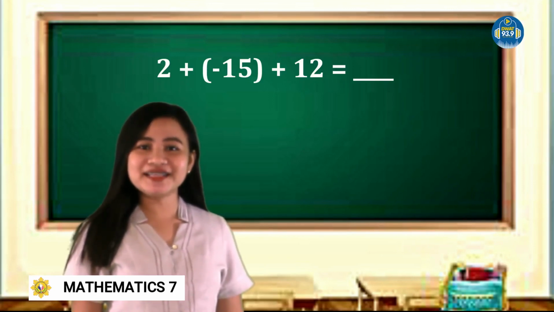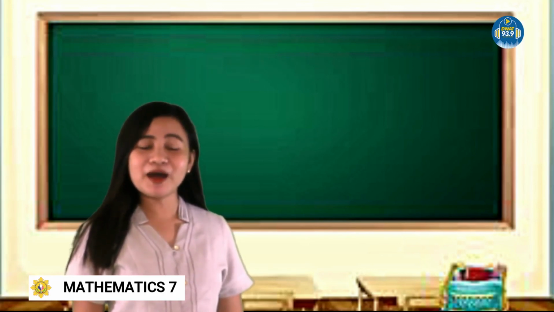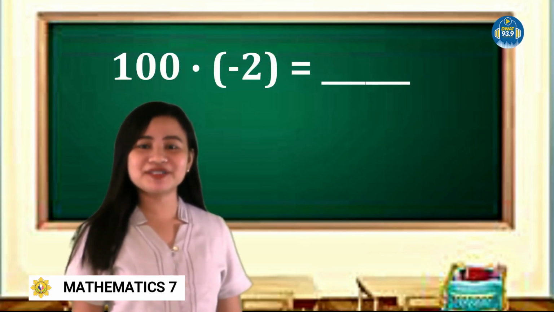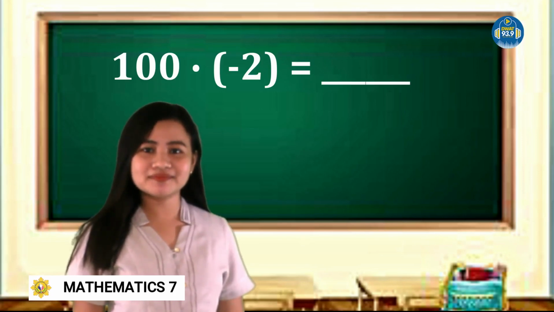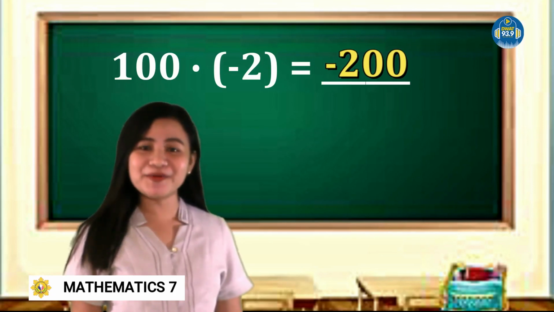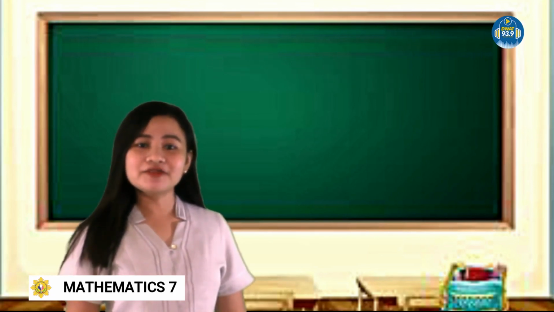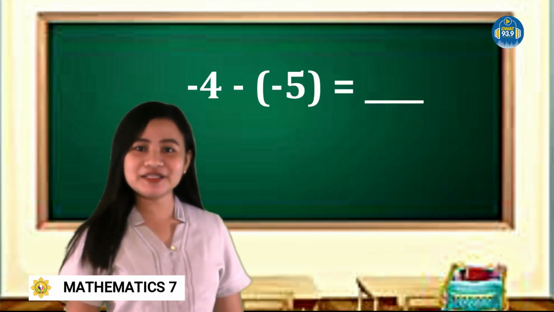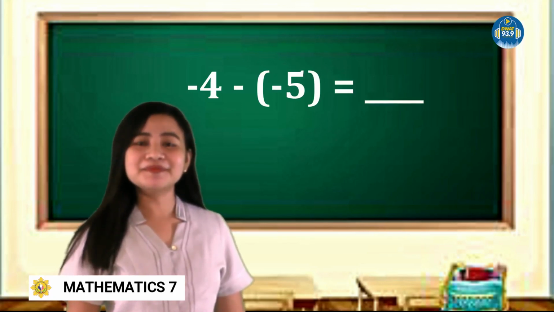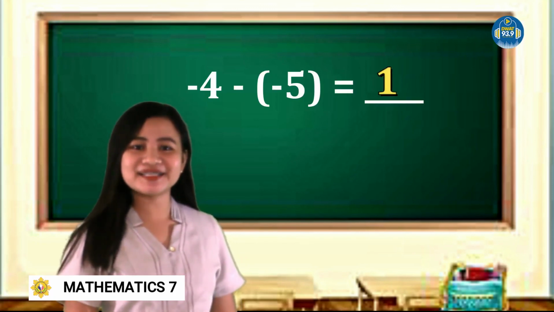The answer is negative 1, and you are correct. Now, number 2, 100 times negative 2. The answer is negative 200, and you are correct. Very good. Next, number 3, negative 4 minus negative 5. The answer is 1, and you are correct.